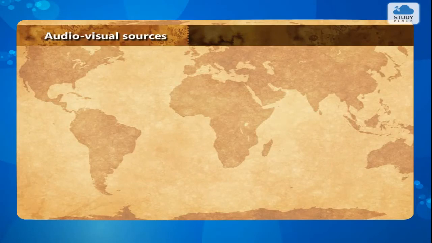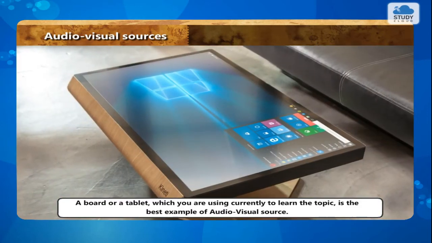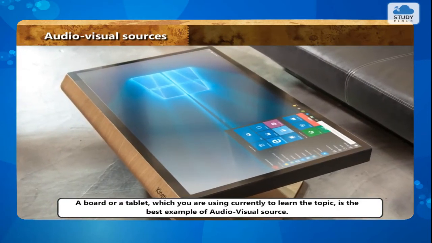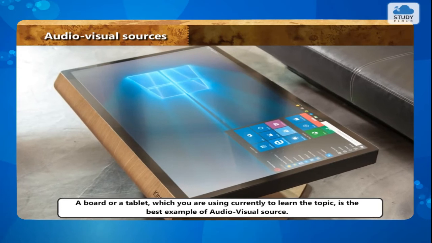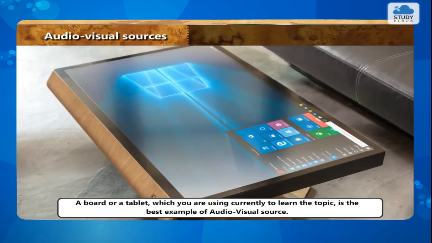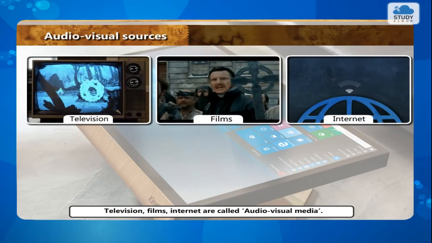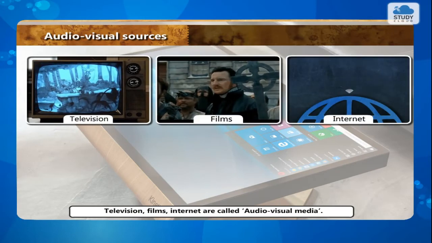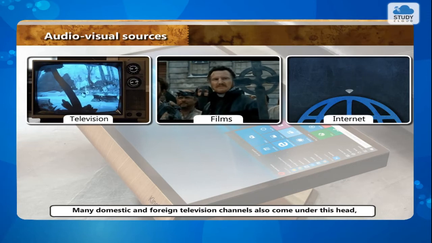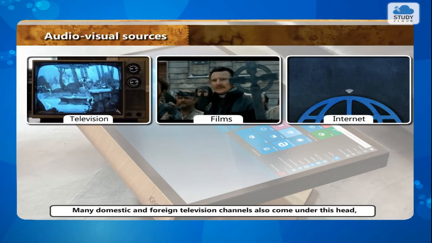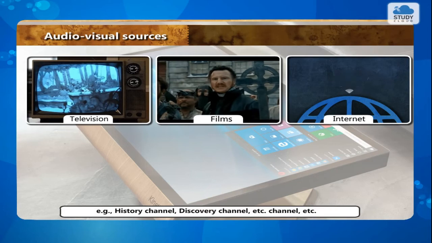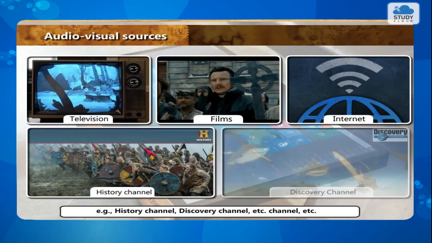Audio-visual sources. A board or a tablet which you are using currently to learn the topic is the best example of audio-visual source. Television, films, internet are called audio-visual media. Many domestic and foreign television channels also come under this head. Example, History Channel, Discovery Channel, etc.